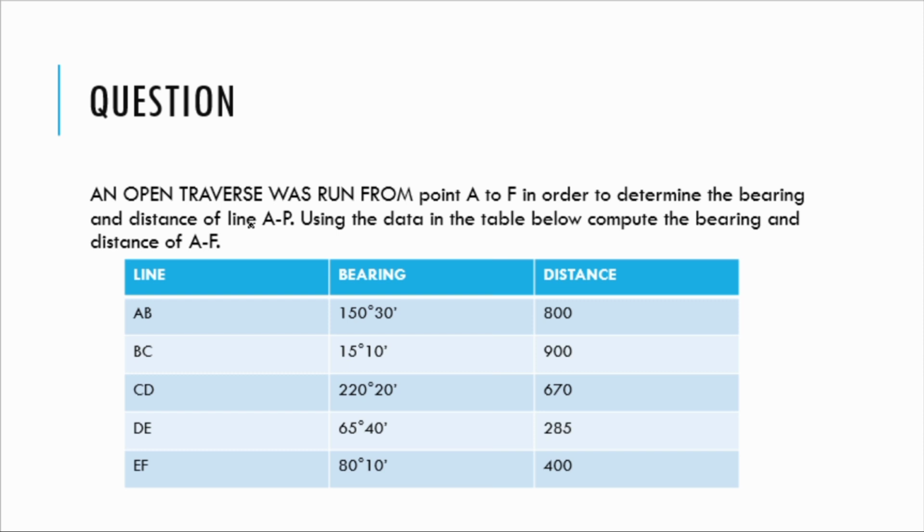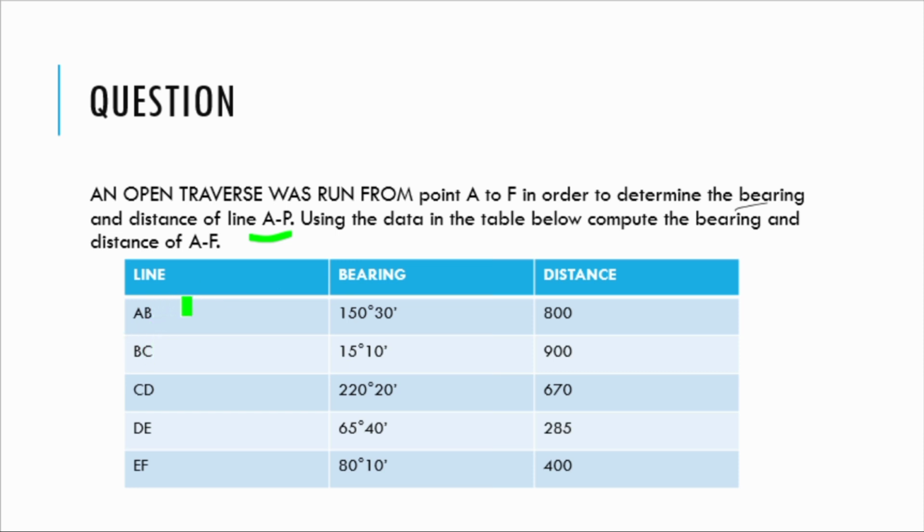Let's go ahead. An open traverse was run from point A to F in order to determine the bearing and distance of line AF. So that is the thing that we are needed to do. We are supposed to determine the bearing and the distance of that line AF, using the data in the table below, compute the bearing and the distance of AF.